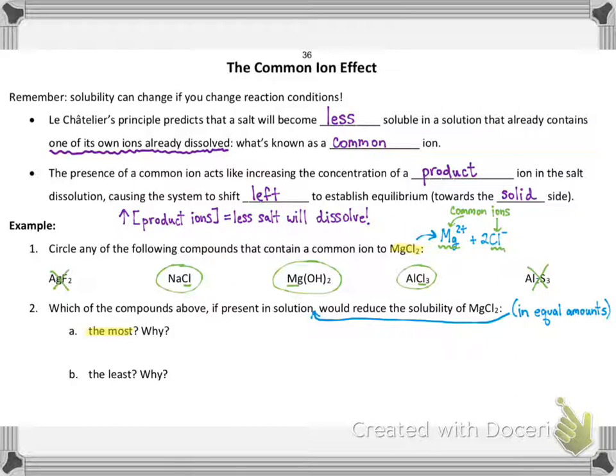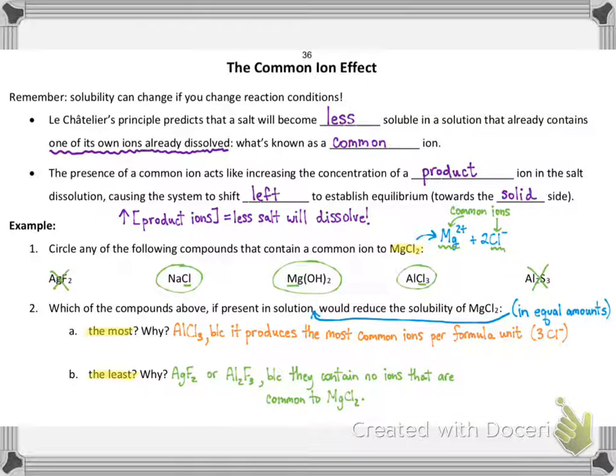Well, you might have noticed when we were looking at these 3 compounds, they have a different number of common ions. Sodium chloride has 1 chloride. Magnesium hydroxide has 1 magnesium. But aluminum chloride has 3 chloride ions produced for every formula unit of aluminum chloride that dissociates. So aluminum chloride, if they're all in equal concentrations, would be adding the most common ions and thus reducing the solubility of MgCl2 the most. As for the compound that would reduce the solubility of MgCl2 the least, well, those would be the compounds that don't contain any common ions because they're not going to affect the solubility.